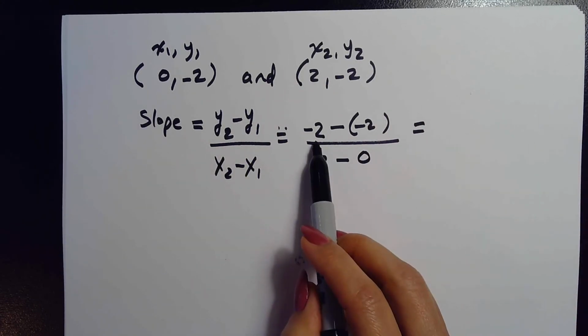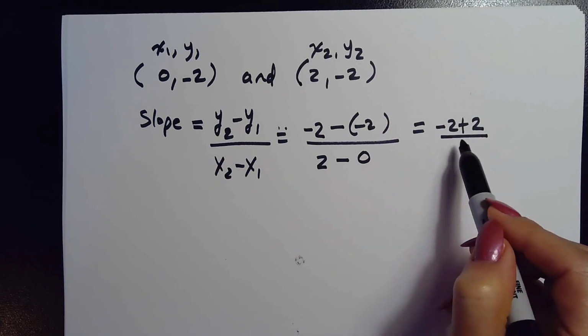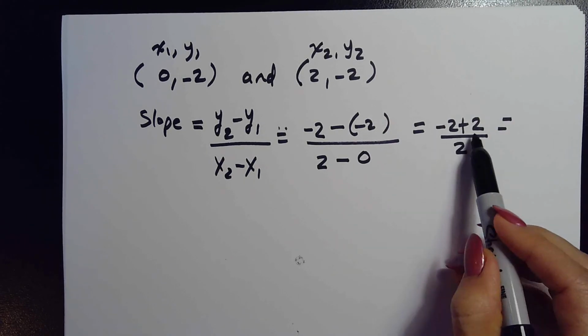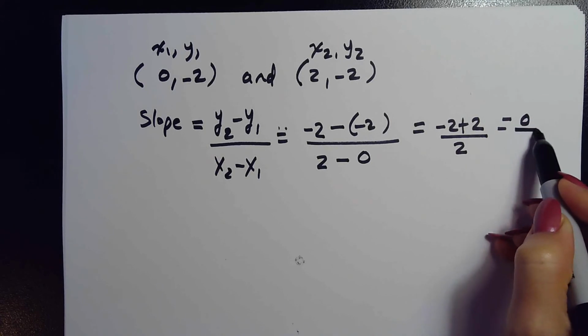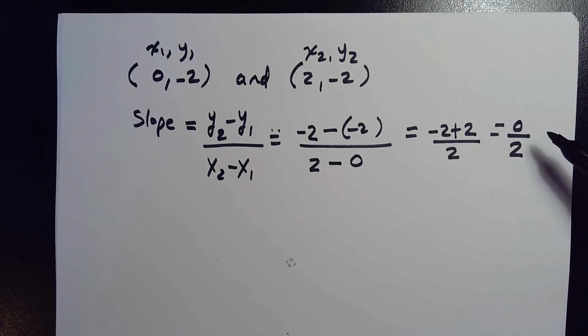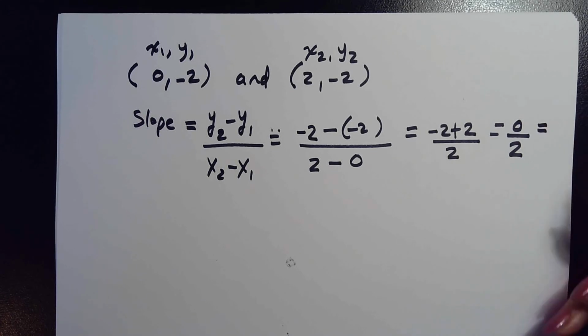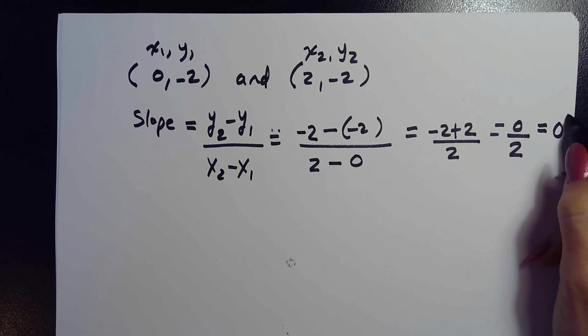So we have -2 minus minus, so that's -2 plus 2, right? Divided by 2. So you get -2 plus 2 is equal to 0 divided by 2. Notice that it's okay. Now, we saw previously that if 0 were in the denominator, this would be undefined. But this is not the case here because 0 is in the numerator. So this is just going to be 0 divided by 2, which equals 0.